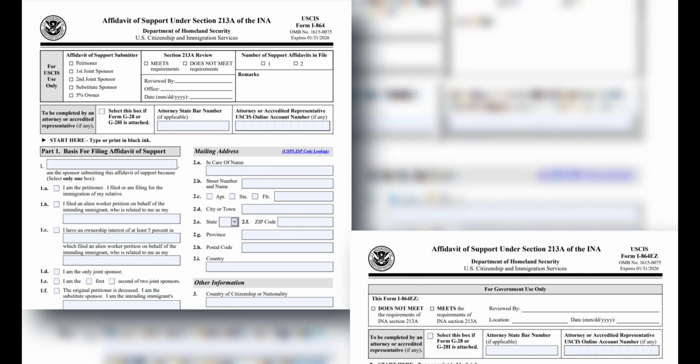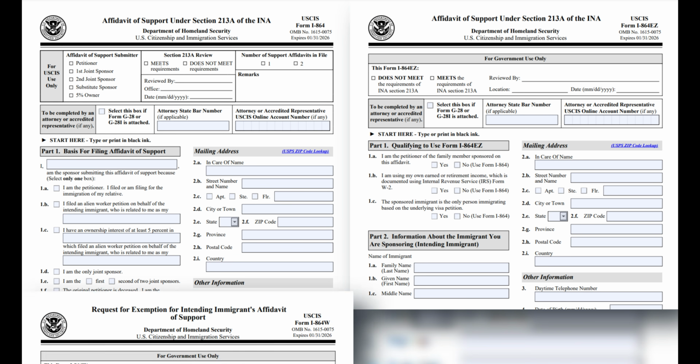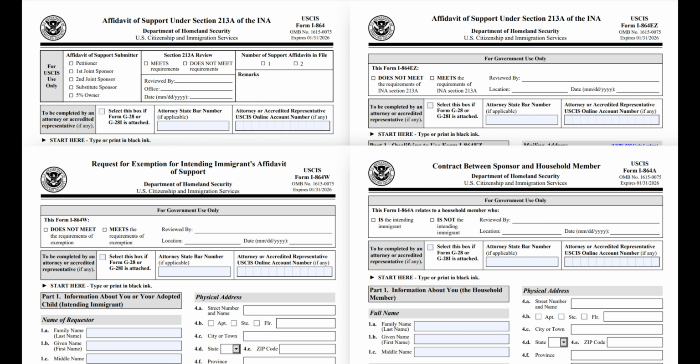The affidavit of support is a required form for most family-based green card applications, but this form has many variations: I-864, I-864EZ, I-864W, I-864A. And in today's video, I will briefly talk about each variation of this form and when you need to use it.